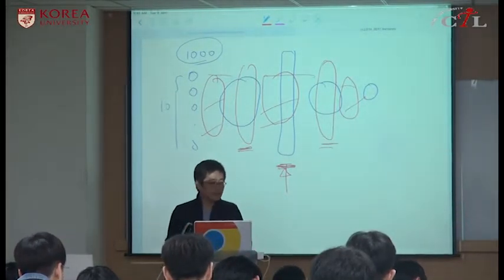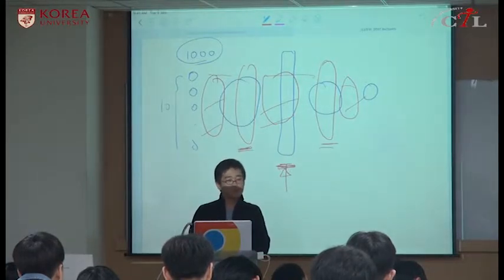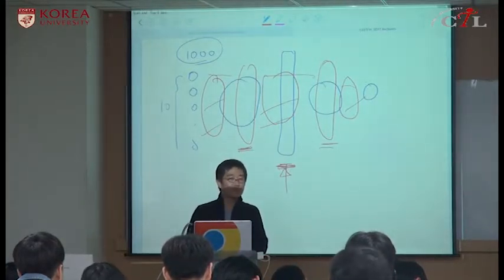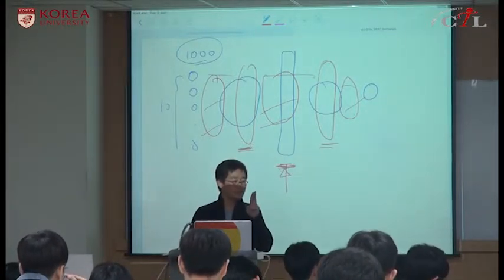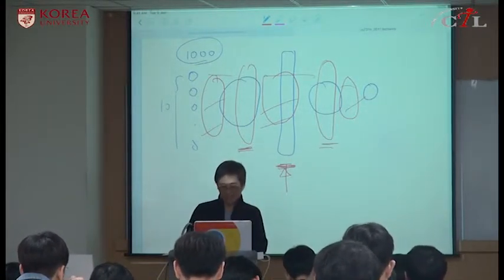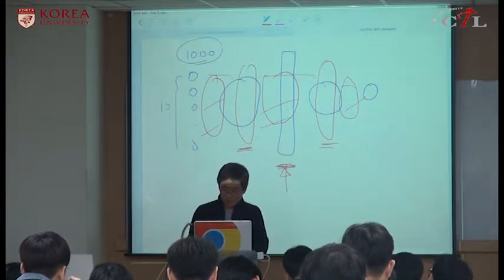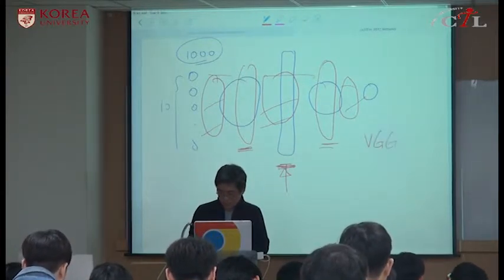But in the case of a single hidden layer, we have only one spot where we can add non-linearity because we have only one hidden layer. Okay, so that is the spirit of this VGGNet.